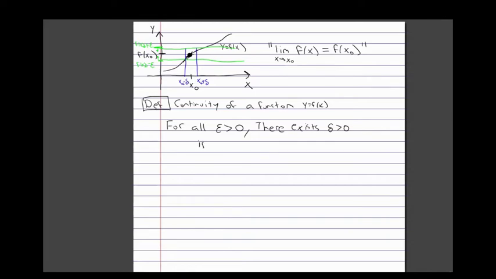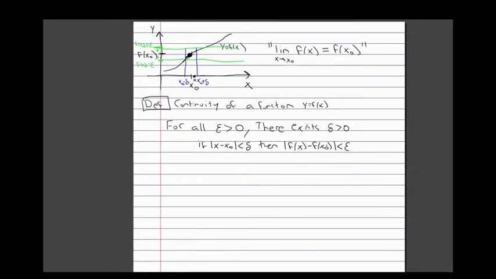If |x minus x naught| is less than delta, so if x, like, is right here maybe, inside this delta tube, then the value of the function f of x is inside the epsilon tube. It has to be trapped inside the epsilon tube.